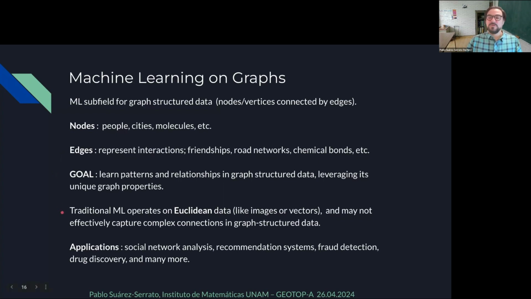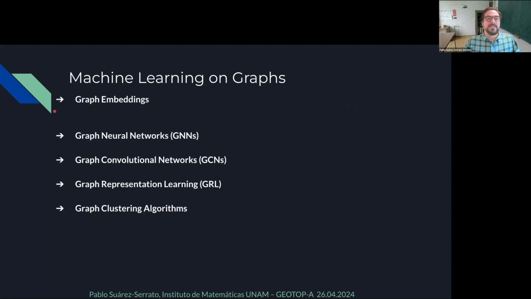Now, as I've mentioned before, traditional machine learning really operates on Euclidean data, or vectors that are in Rn. And this may not effectively capture the complex connections in graph structured data. So this is an area that has been growing very quickly and has found very many applications in social network analysis, in social media, and also in recommendation systems. For example, when you're choosing in your favorite streaming service a film or a series to watch, sometimes the recommendations are using these kinds of technologies. Also in fraud detection for banks or for financial institutions. Companies are using this already for drug discovery to find new medicines, and for many more that are just developing every day now.